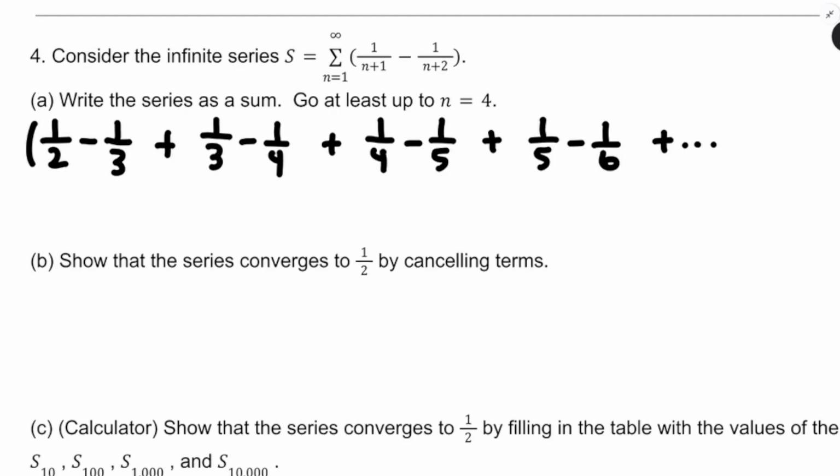And then we're going to think about them two at a time. 1/2 minus 1/3 plus 1/3, well, that's 0. Minus 1/4 plus 1/4, okay, my running total is 1/2. And the more terms I add, I'm always staying at 1/2.